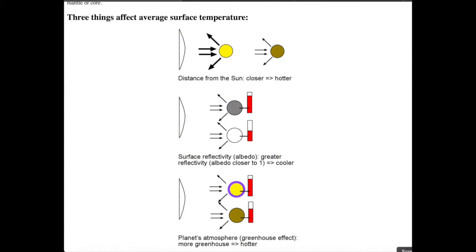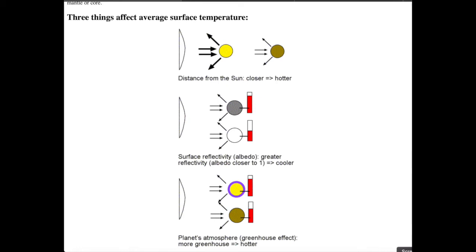One, the distance from the sun. The closer the planet is, the hotter it will be. Two, the surface reflectivity, known as the albedo. A planet with greater reflectivity, an albedo closer to 1, will be cooler because it is absorbing less energy. Clouds and ice reflect solar energy.